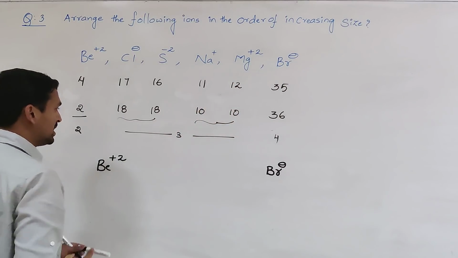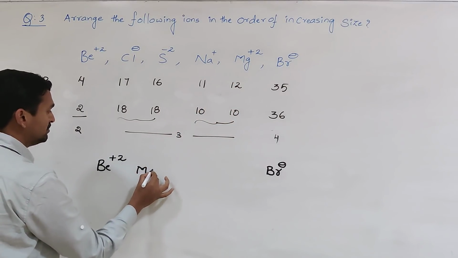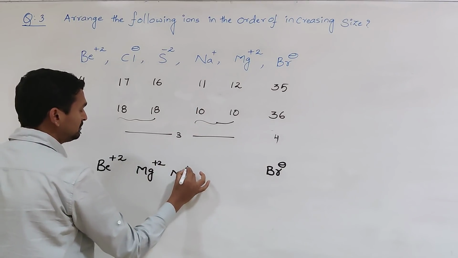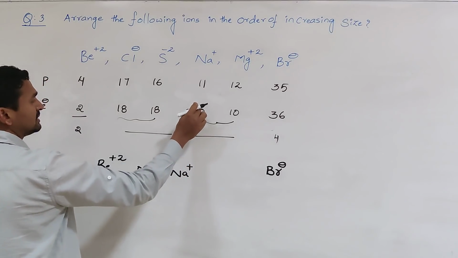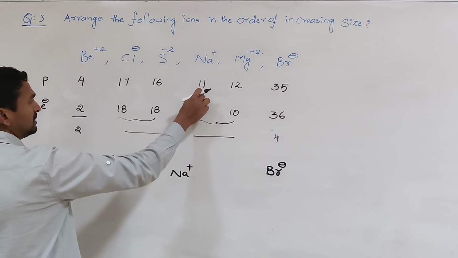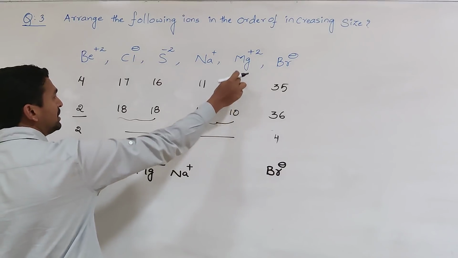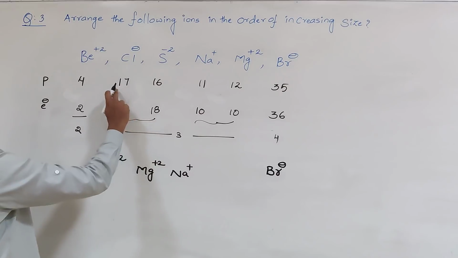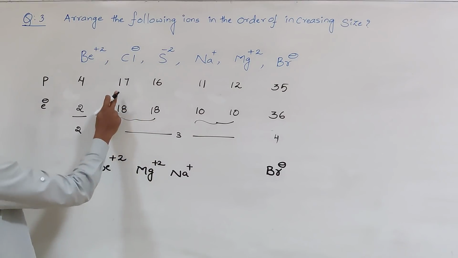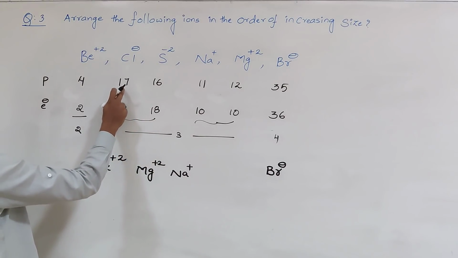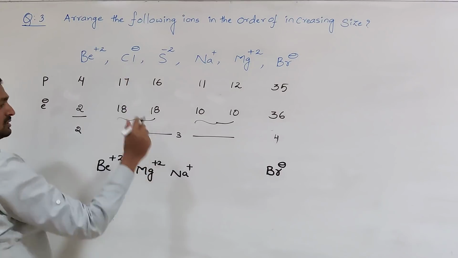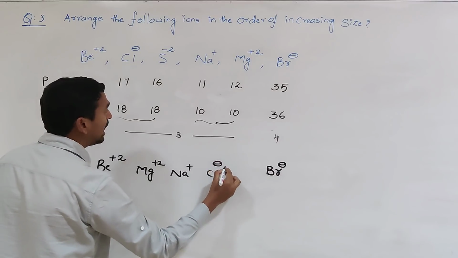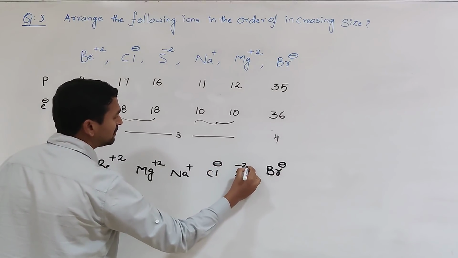sodium. That's why Mg plus 2 comes first here, and here Na plus. Here the number of protons is less, so it's a little bit larger in size compared to magnesium plus 2. Okay, then sulfur and chlorine. Among the sulfur and chlorine, where is the positive charge more? The positive charge is more in the case of chlorine. So that's why chlorine is smaller in size than the sulfide ion, S minus 2.